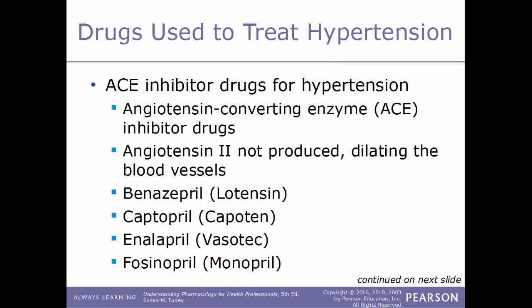Now, this is an enzyme that will convert angiotensin 1 into angiotensin 2. So if angiotensin 2 is not produced, the blood vessels will end up dilating, which is what you want for hypertension. Some examples of ACE inhibitor drugs: benazepril, also sold as Lotensin; captopril, also known as Capoten; enalapril, sold under the name Vasotec; and fosinopril, sold under the name Monopril.